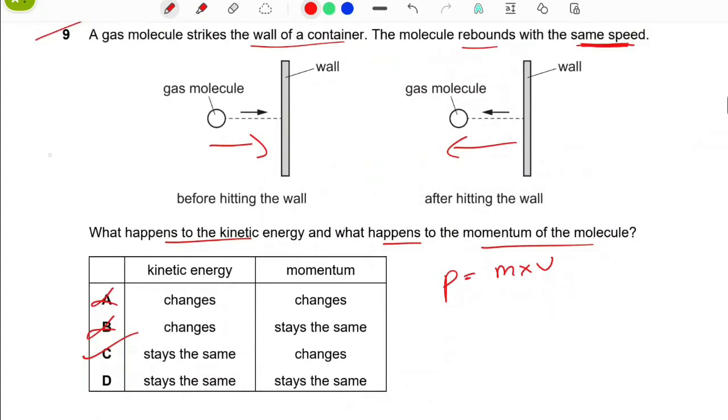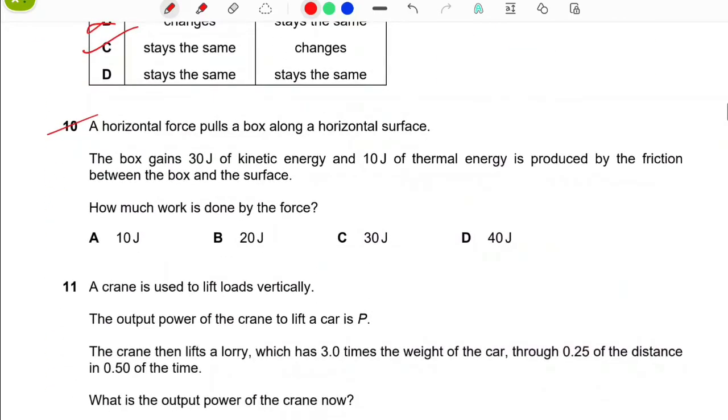So for momentum, we will take momentum 1 as mass into velocity, and over here we will take velocity as negative because it is going in the opposite direction. So momentum 2 will be mass into negative velocity. Here you can see momentum 1 is not equal to momentum 2. I hope you guys are able to understand.